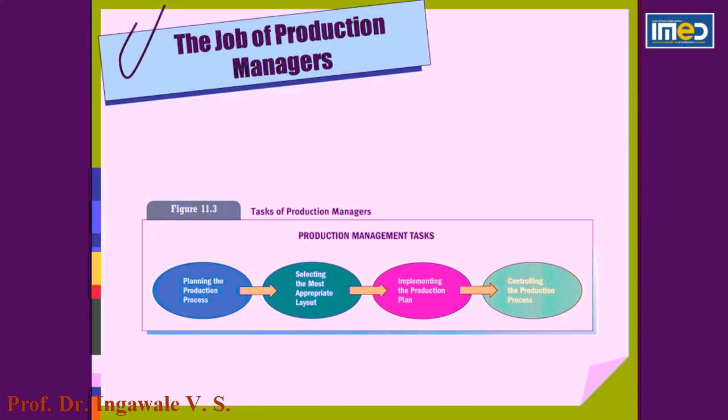Then next, select the most appropriate layout. So here I'll throw light on what is the meaning of layout. So layout is arrangement of machines. Suppose you have located the factory building, or located the factory, then afterwards strategic decision is layout. Layout means arrangement of machines inside the factory building. So there are different types of layout, like product layout, process layout, then fixed position layout, and combined layout, etc.